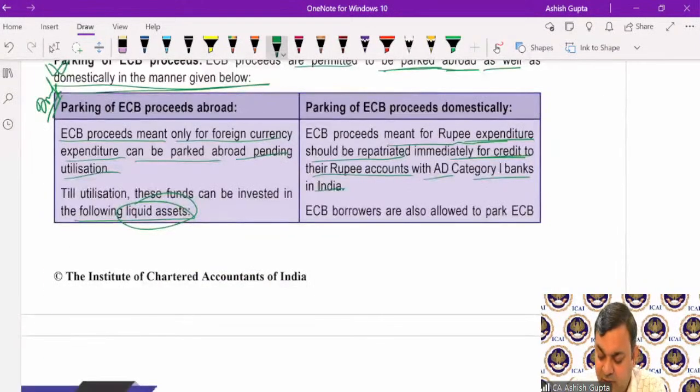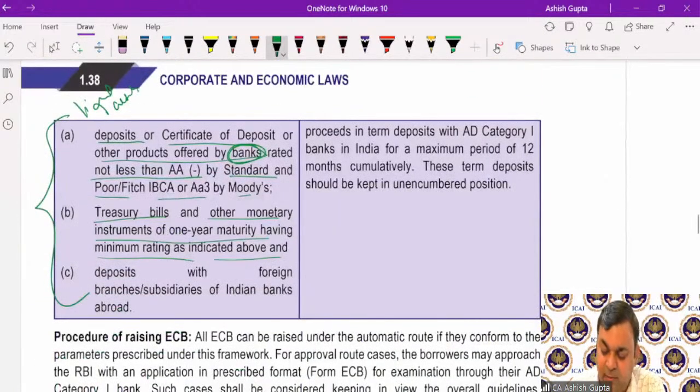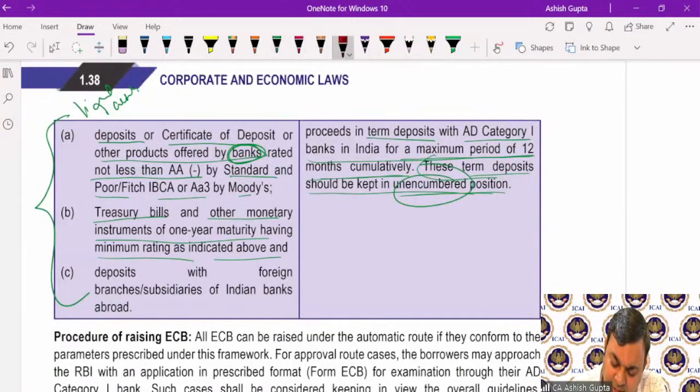ECB borrowers are eligible to park ECB proceeds in term deposits with an authorized dealer category 1 bank in India for a minimum period of 12 months cumulatively. These term deposits should be kept in an unencumbered position, means without any charge. Means free.